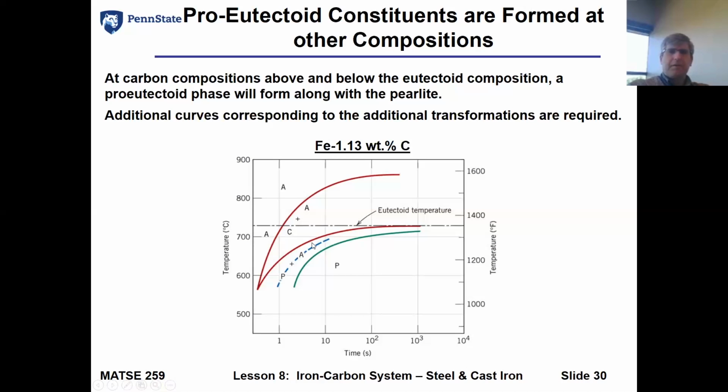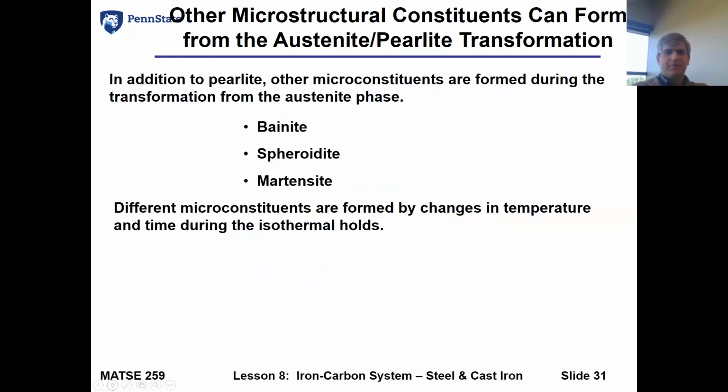And so there are other ones that can form from this austenite perlite. This is one of the things that makes steel so unique, these other constituents. These other constituents form by changing temperature and time, and they can be formed during isothermal holds. In some cases we're going to go to fairly low temperatures for these, but the two primary ones that we have, which are non-equilibrium phases because they don't appear on the phase diagram, are bainite and martensite.